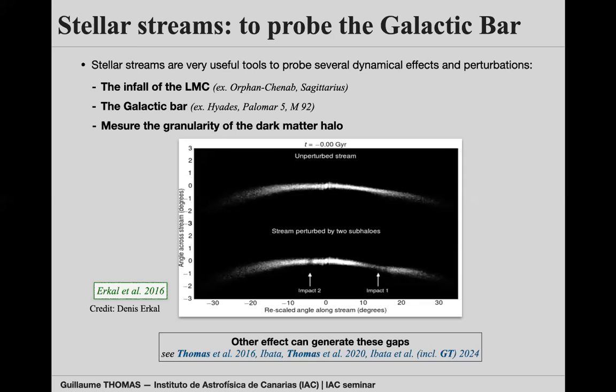Not only dark matter subhalos, which, by the scientific method, should be the last hypothesis. You should try all the other hypotheses first, to show that these gaps cannot be explained by anything else. And the problem is that if you follow some of the papers, we have already detected dark matter for 20 years, at least 100 times with this type of method. And so other effects can generate this gap.